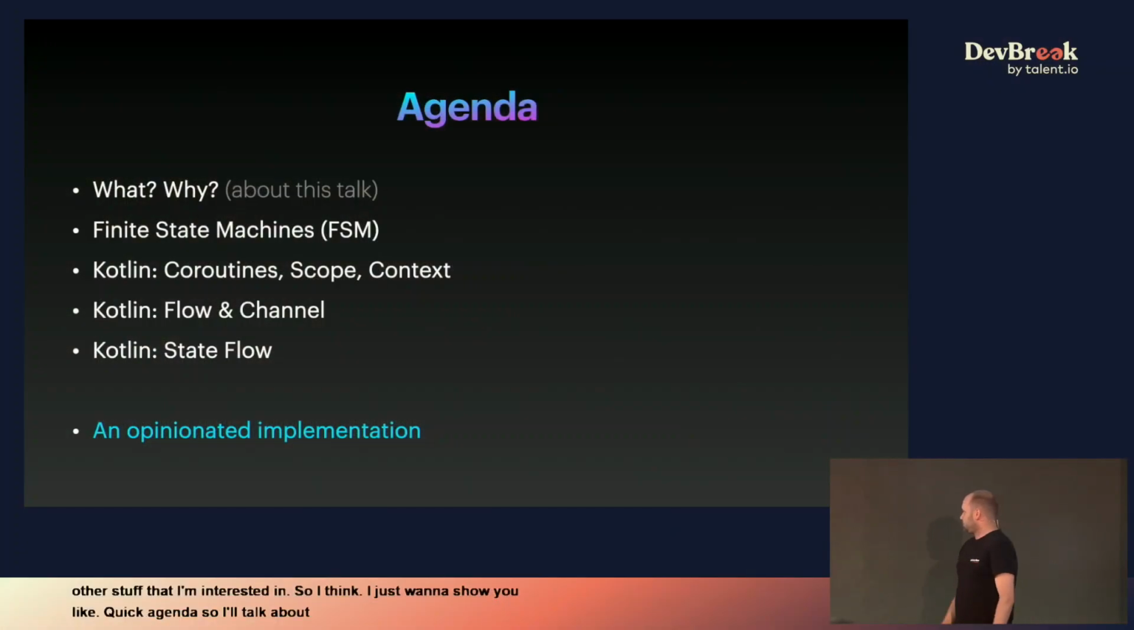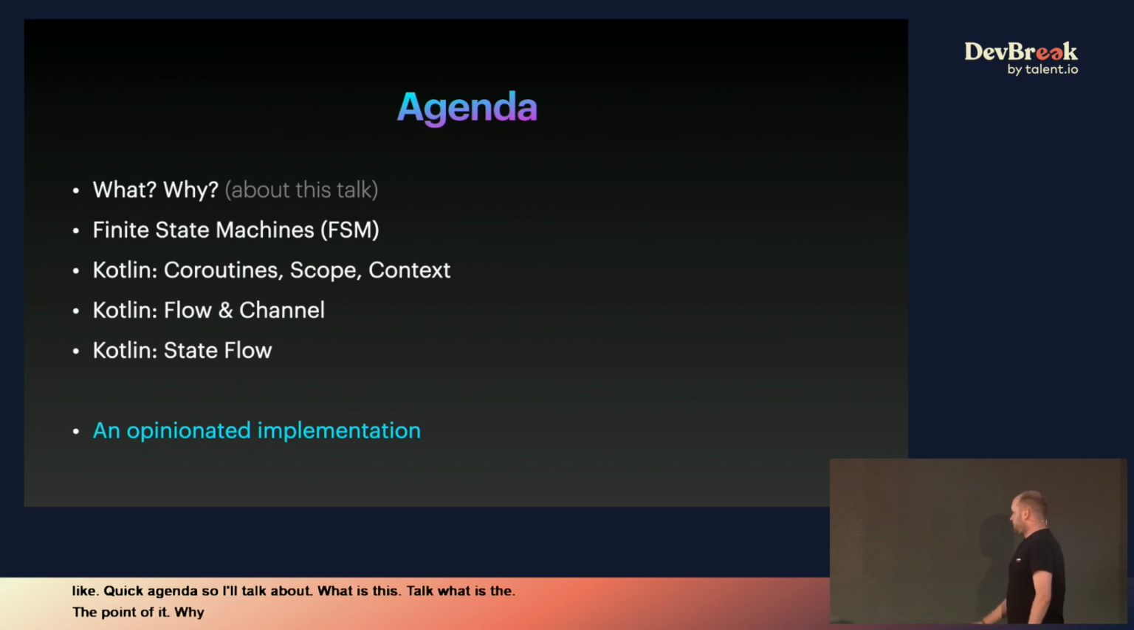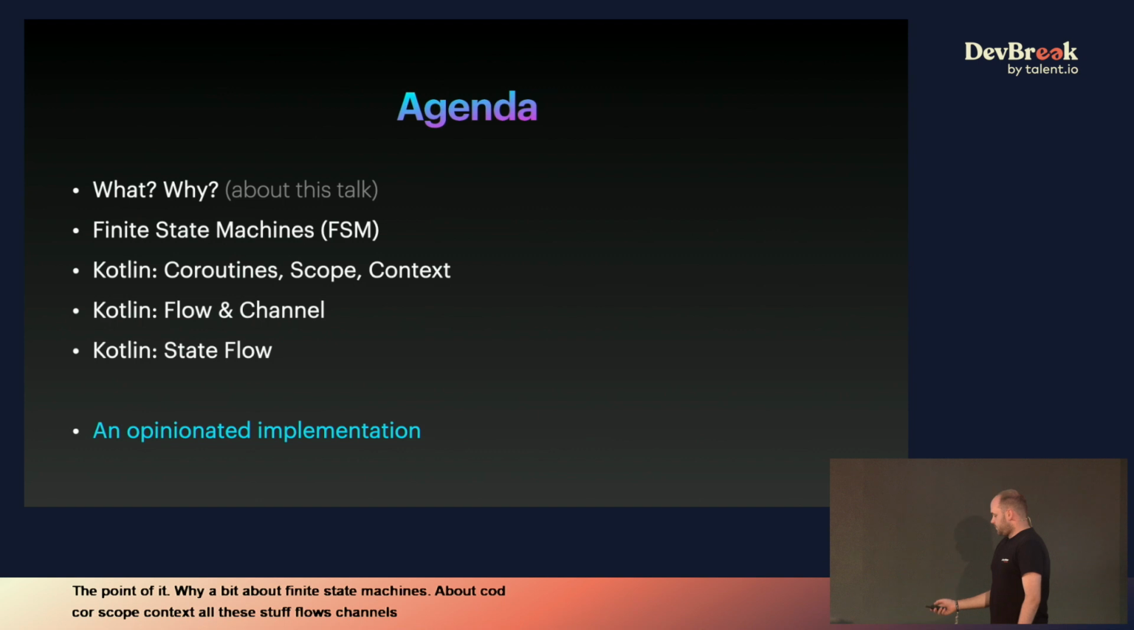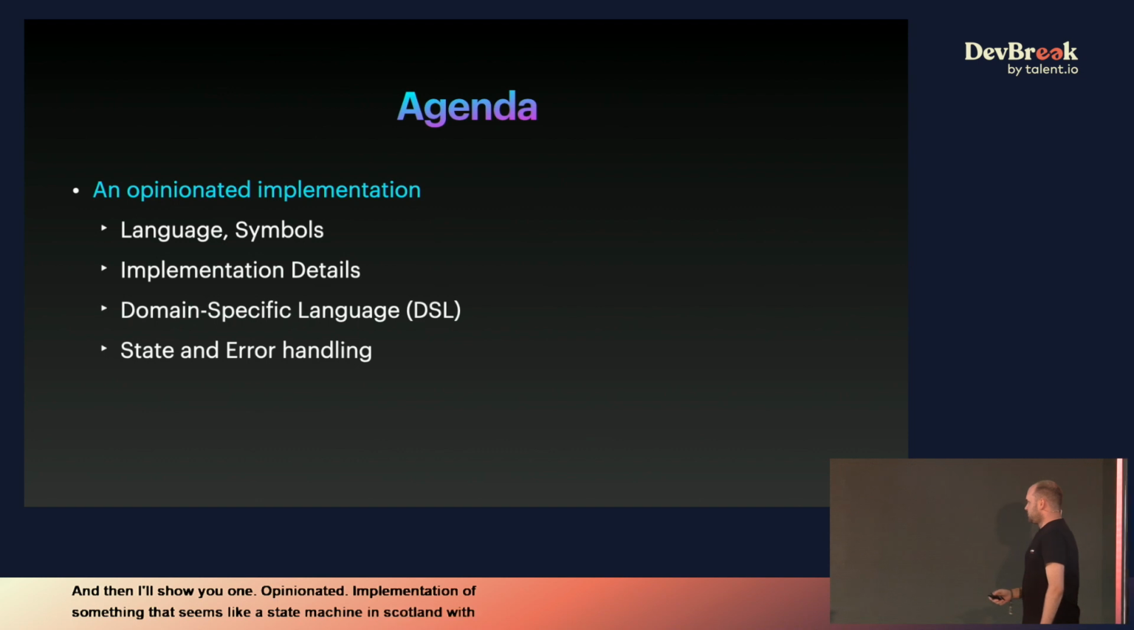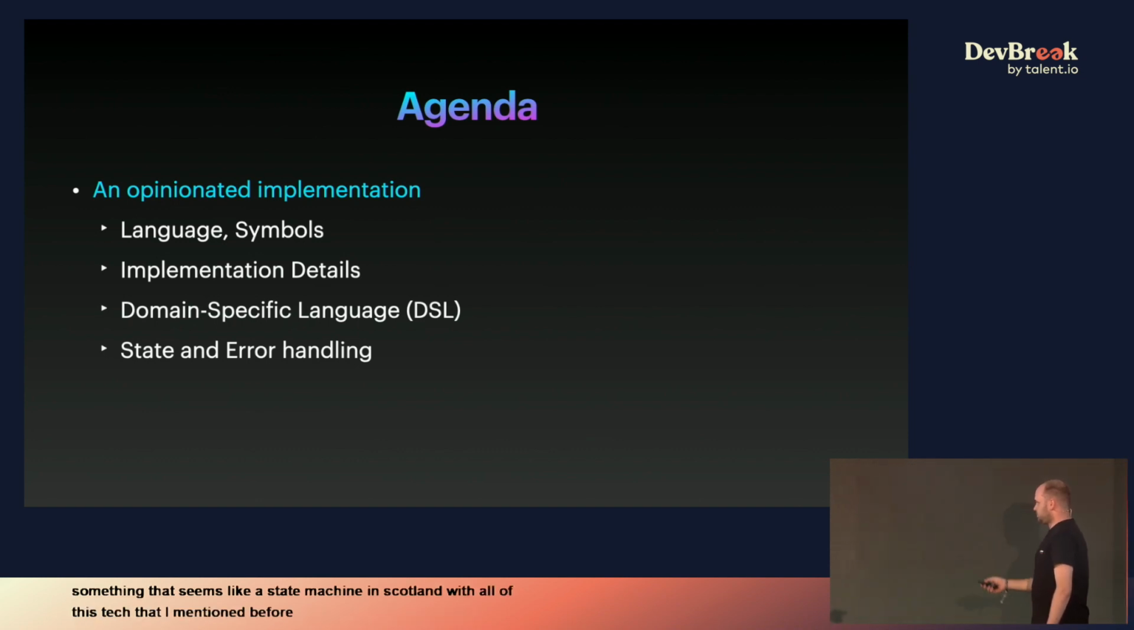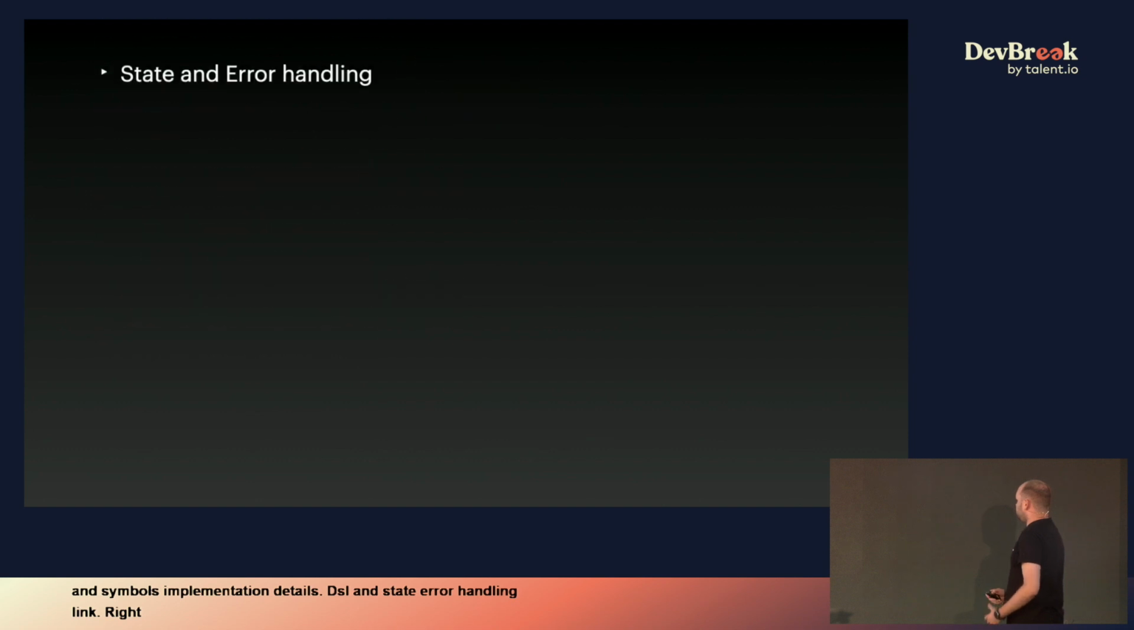So I'll talk about what this talk is, what the point of it is, why, a bit about finite state machines, about Kotlin, coroutines, scope, context, all this stuff, flows, channels, finally state flow, and then I'll show you one opinionated implementation of something that seems like a state machine in Kotlin with all of this tech that I mentioned before. So we'll go through language and symbols, implementation details, DSL, and state and error handling. All right, so let's move on.